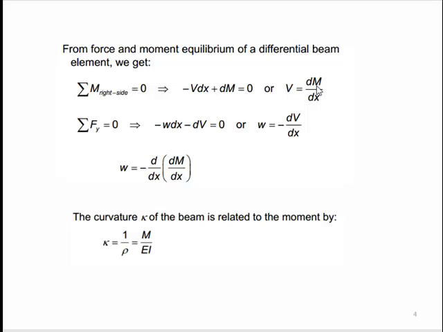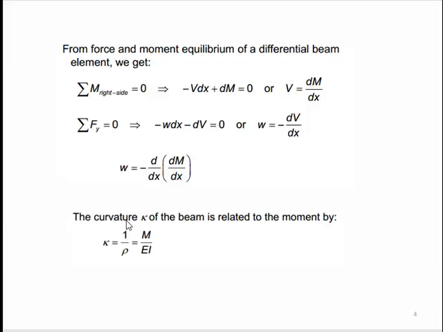So v is dm over dx, and similarly from sigma fy equal to 0 we get this equation. If we simplify it, we get w equal to dv over dx with a negative sign. And if in this expression we plug in the expression for v, which we have obtained here, we get w equal to d by dx of dm over dx. Or in other words, we can write that w is equal to the double derivative of moment with respect to x.